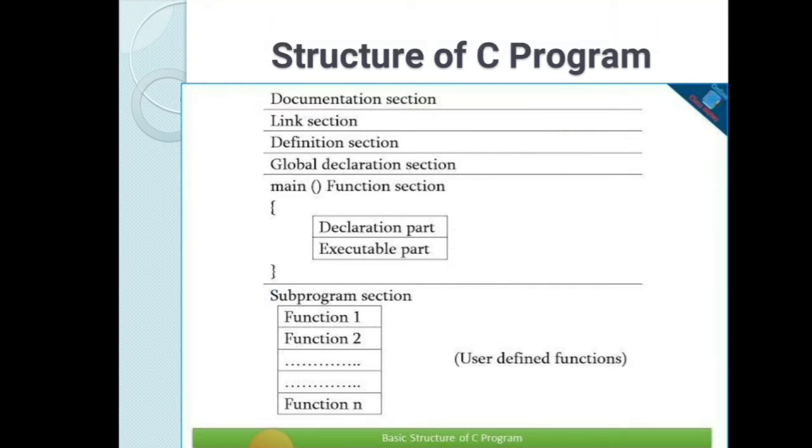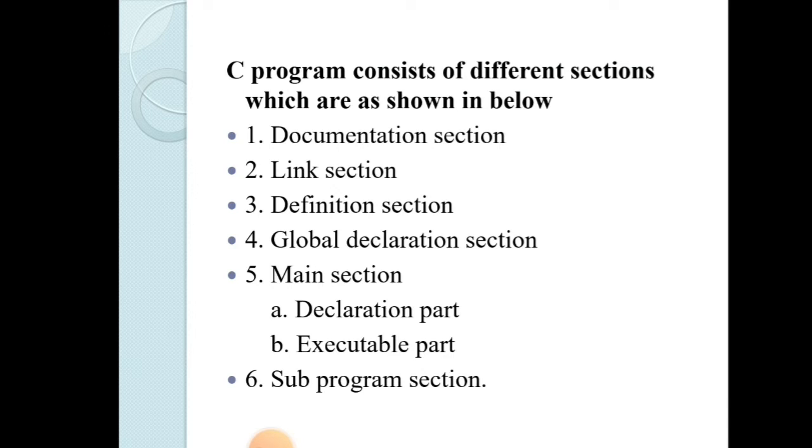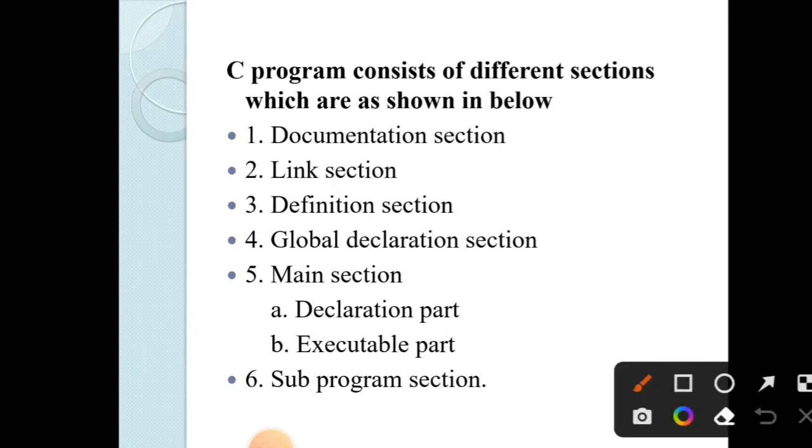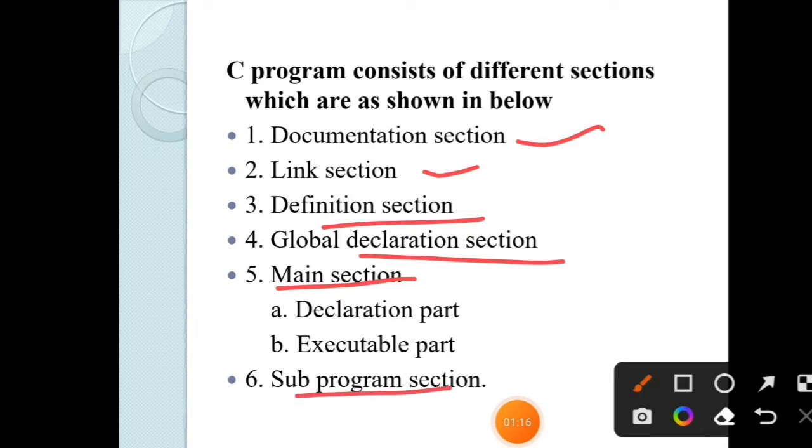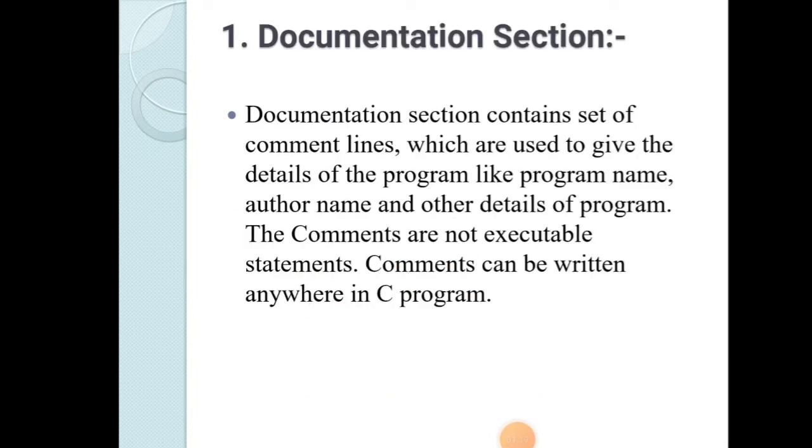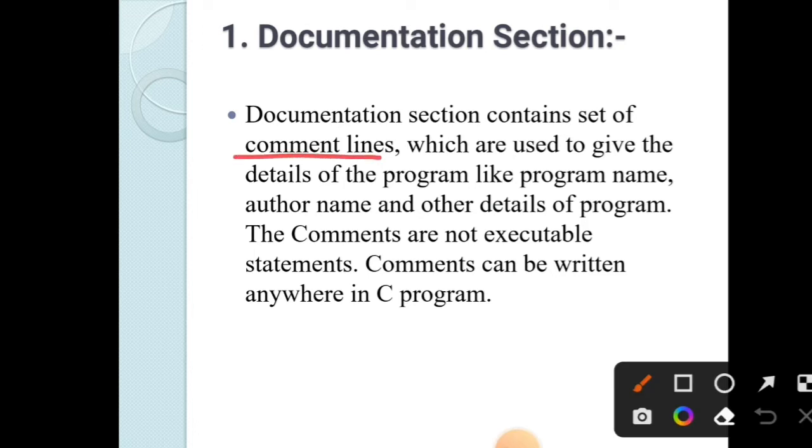So let's see. A C program consists of different sections, which are as shown below: documentation section, link section, definition, global declarations, main function and subprogram section. Let's see them one by one. The first one is the documentation section. The documentation section is nothing but comment lines. Comments are used to give the details of the program, like program name, author name, version, and other details of the program.